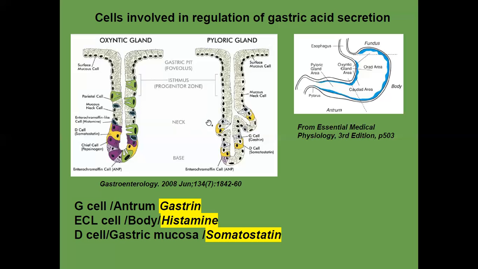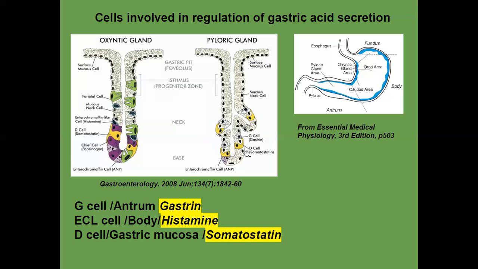Okay, now let's move to the pyloric gland. In the pyloric gland, I mentioned again, this gland does not secrete acid, but it secretes one kind of hormone. We call it G cell released gastrin. In addition to gastrin, we also can see the D cell. D cell actually secretes somatostatin. Actually, both the oxyntic gland and pyloric gland secrete somatostatin from the D cell.